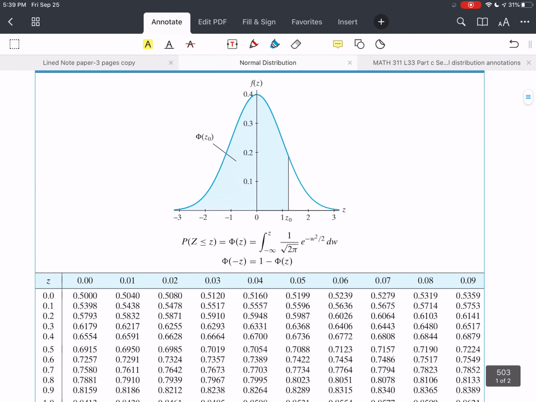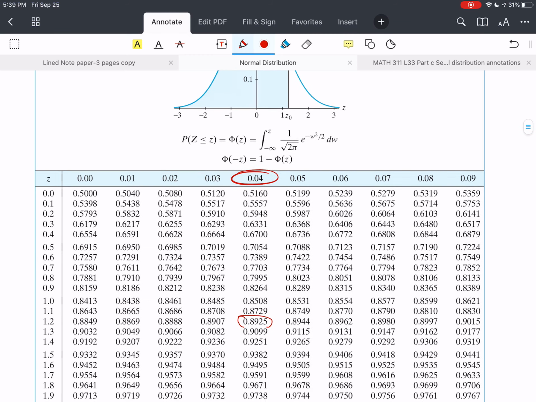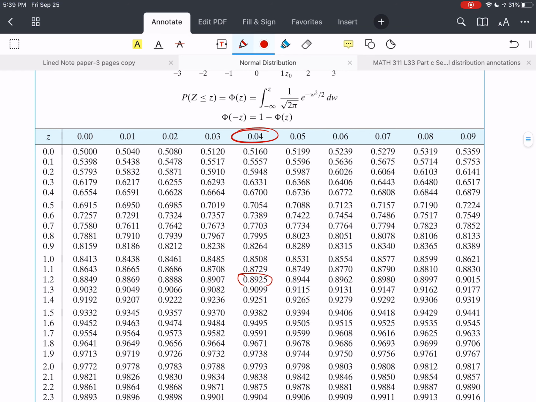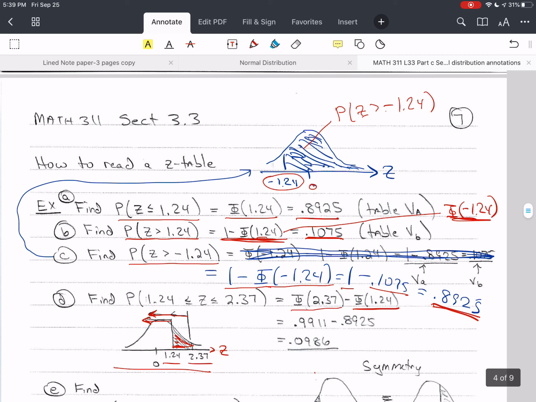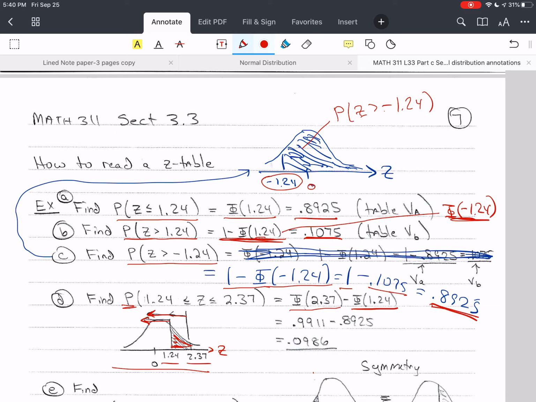Table 5A, and I look up 1.24. So here is 1.24, and that gives me 0.8925. And 2.37 is going to be over here, 0.9911. When I subtract, always take the large number minus the small number, because this is a probability. The result has to be a positive number between 0 and 1. So 0.9911 minus this gives me the answer.